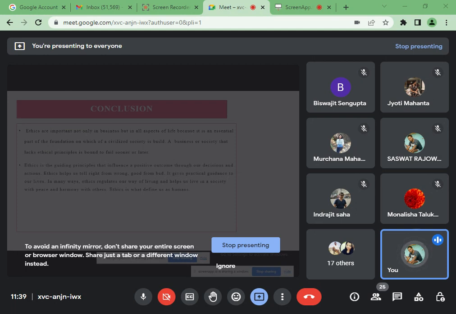Conclusion: ethics are important not only in business, but in all aspects of life because it is an essential part of the foundation on which civilized society is built. A business or society that lacks ethical principles is bound to fail sooner or later. So ethics is a guiding principle that influences a positive outcome through our decisions and actions. Ethics helps us tell right from wrong, good from bad. It gives practical guidance to our lives. In many cases, ethics regulates our way of living and helps us live in society with peace and harmony with others. Ethics is what defines us as human.